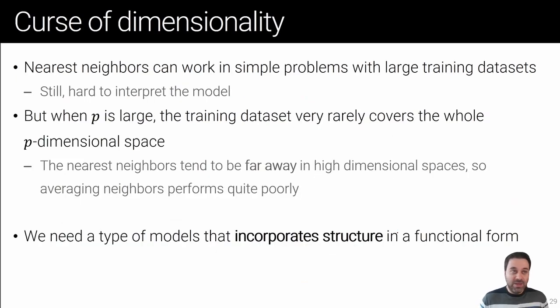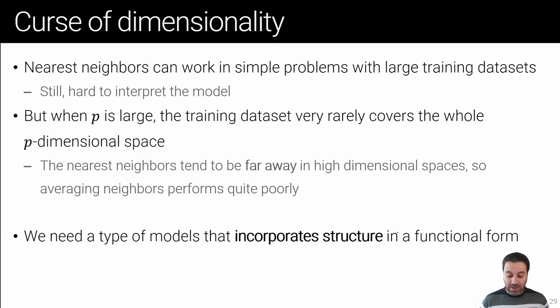Now the thing is, this idea, although very appealing and very simple, actually doesn't work very well for complex models. It can work very well with simple problems if we have very large training sets, but when we have a large number of features, when P is large, we have many independent variables, it doesn't really work very well because it rarely covers the whole P dimensional space of all P features. The nearest neighbors, in reality, tend to be far away in high dimensional spaces.